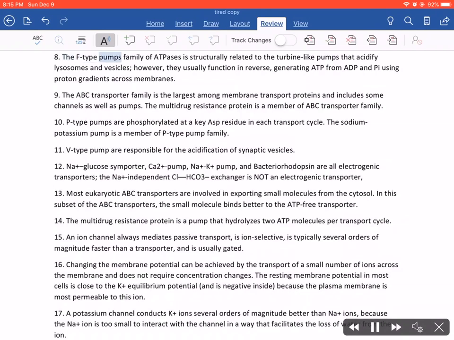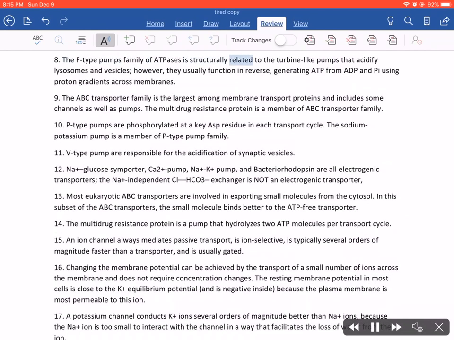8. The F-type pump family of ATPases is structurally related to the turbine-like pumps that acidify lysosomes and vesicles. However, they usually function in reverse, generating ATP from ADP and Pi using proton gradients across membranes. 9. The ABC transporter family is the largest among membrane transport proteins and includes some channels as well as pumps. The multidrug resistance protein is a member of the ABC transporter family.